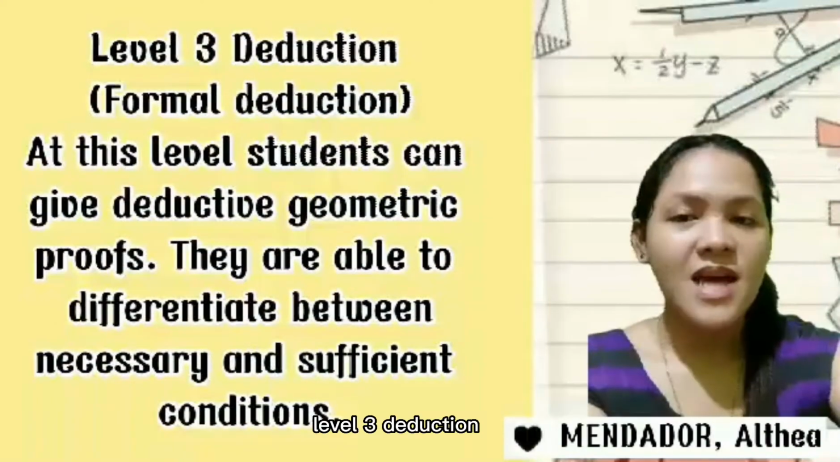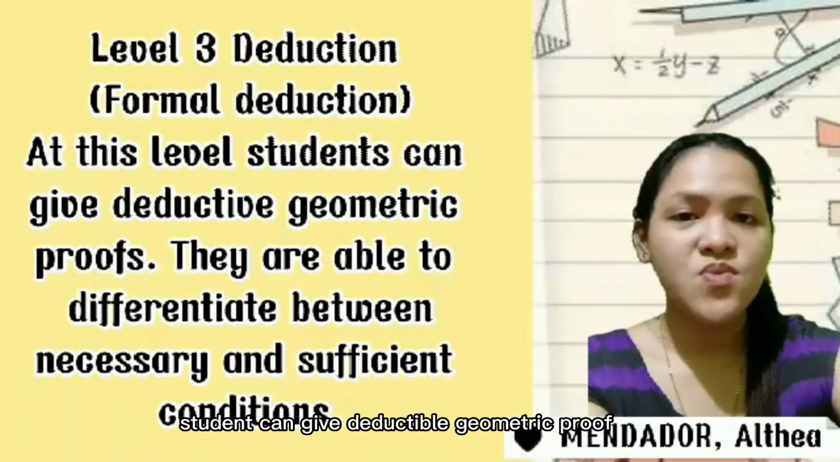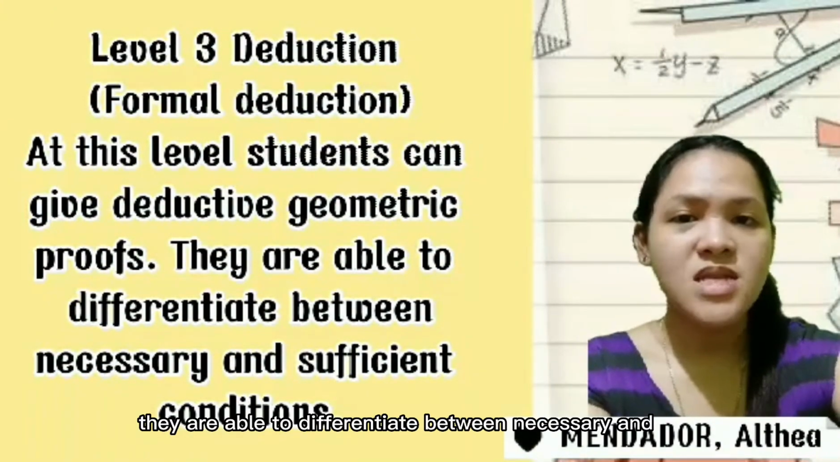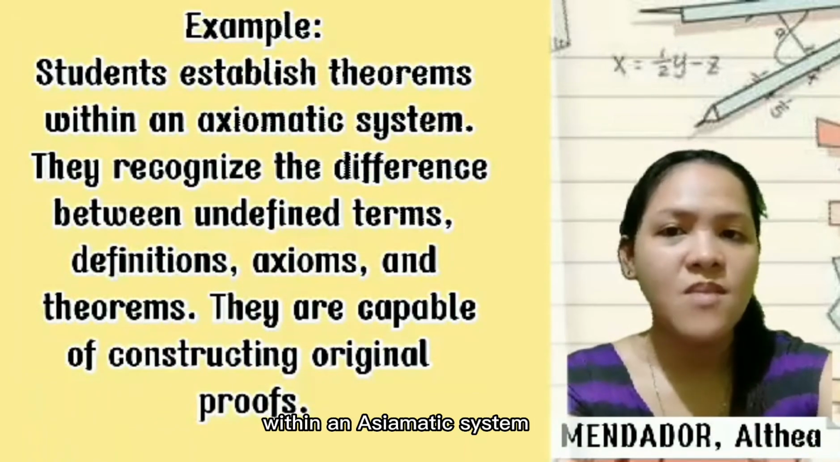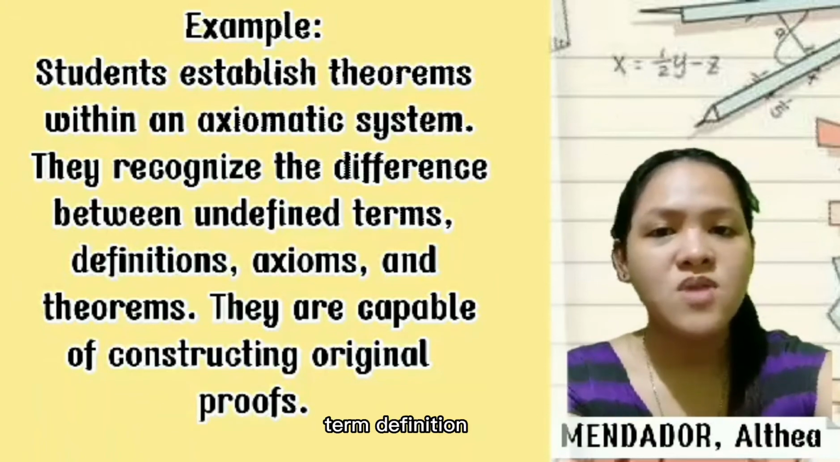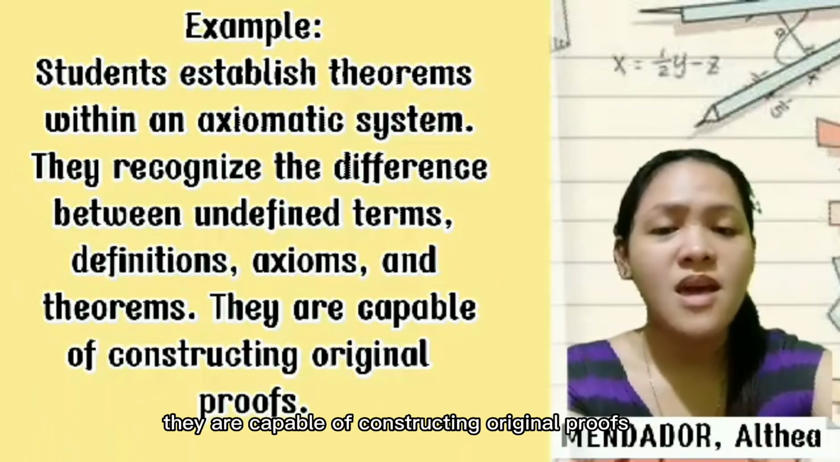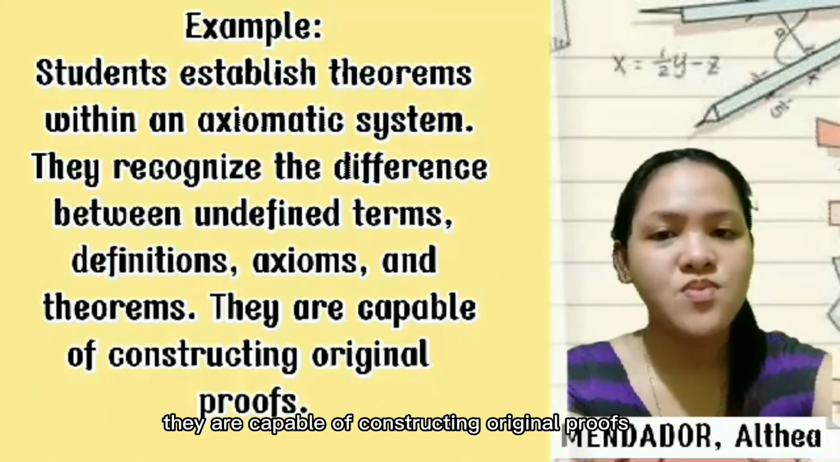Level 3, deduction. At this level, students can view deductive geometric proof. They are able to differentiate between necessary and sufficient conditions. Example, a student establishes a theorem within an axiomatic system. They recognize the difference between undefined terms, definitions, axioms, and theorems. They are capable of constructing original proofs.